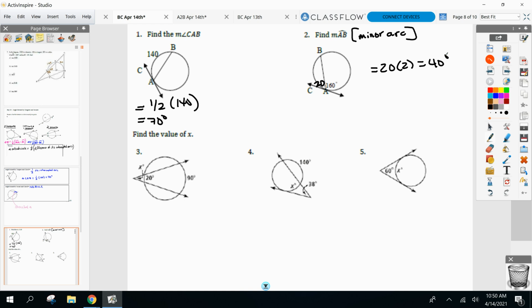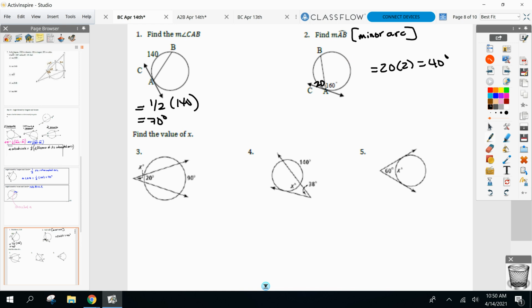How would you know that 160 is the angle, not the arc? Probably because if it was the arc, I'd put it somewhere over here, right on the arc. Okay. All right, you ready?